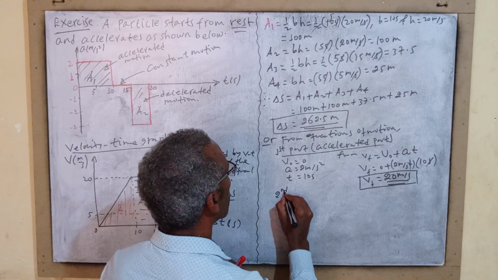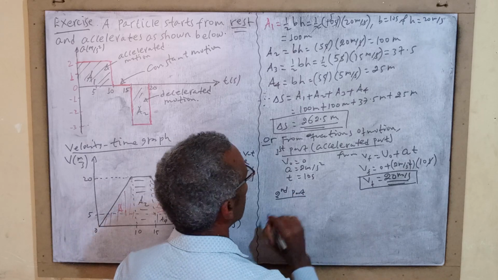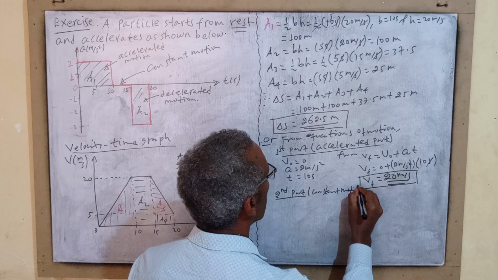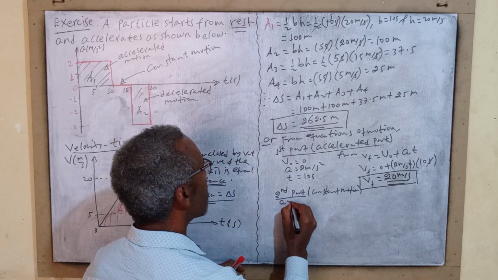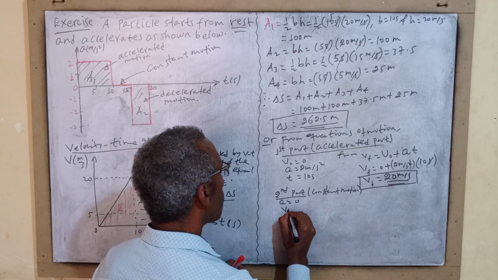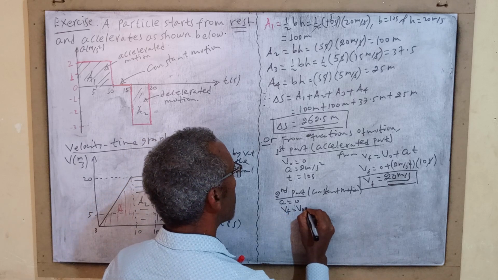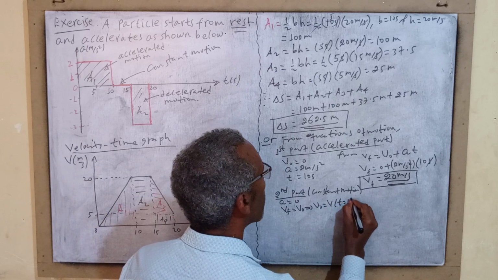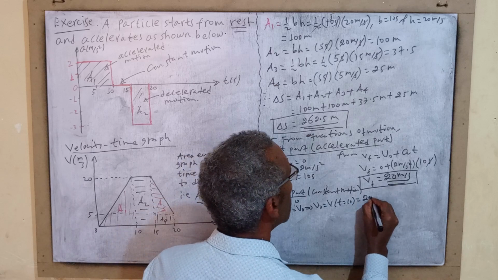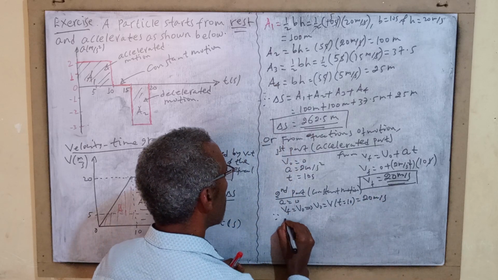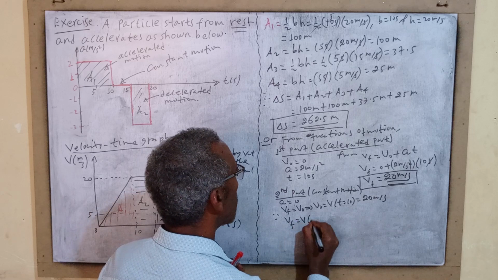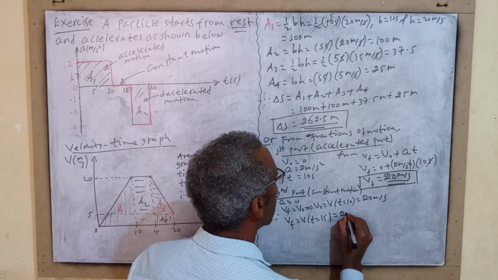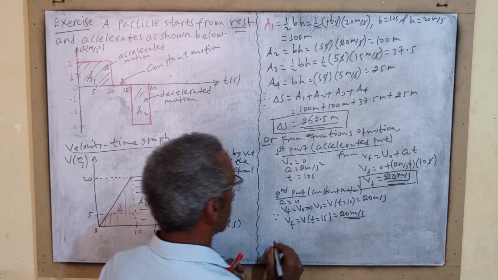For the second part, the constant motion part, the acceleration is 0. v final is equal to v initial. This implies v initial is v at t equals 10 seconds, which is equal to 20 meters per second. Therefore, v final, which is v at t equals 15 seconds, is equal to v naught, that is 20 meters per second.